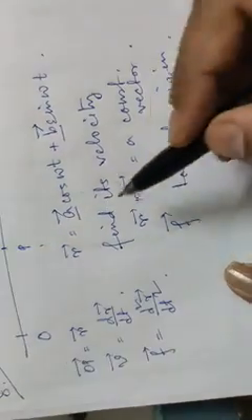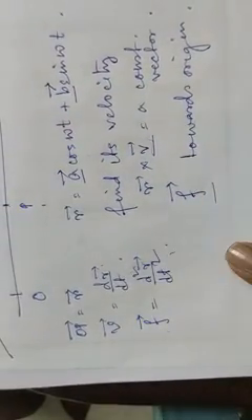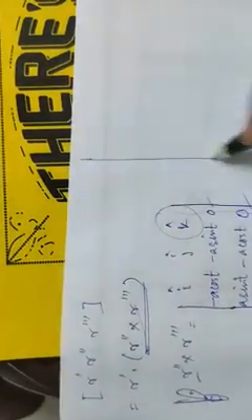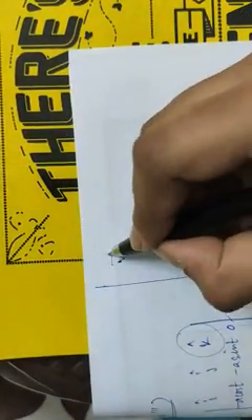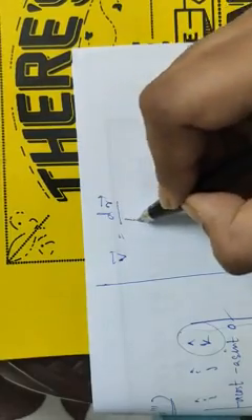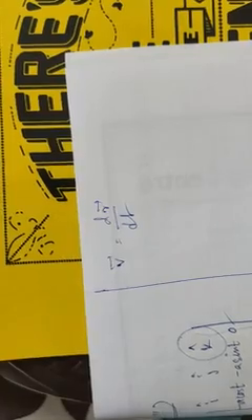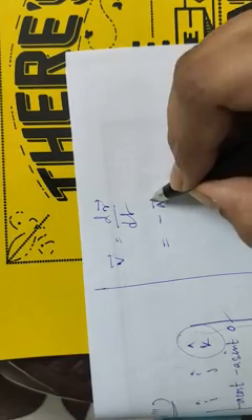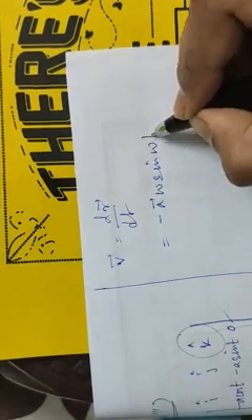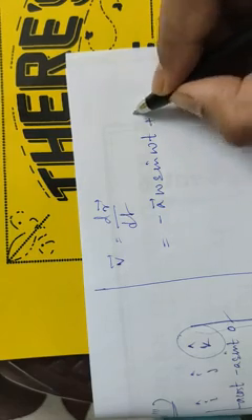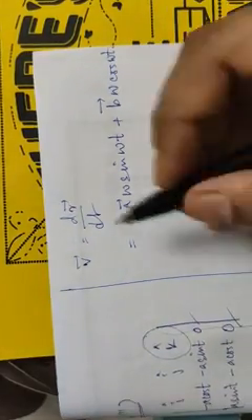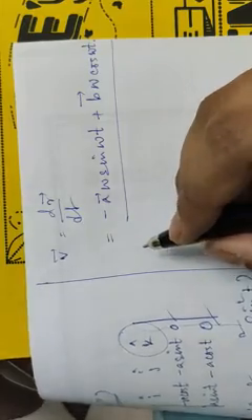So let's try to find out v and f. We know v is dr/dt and f is d2r/dt2. We have the value of r, so we can easily find v and f. In the next line we are writing v equals dr/dt. What will be its value? It will be minus a omega sin omega t plus b omega cos omega t. This is our velocity at any point t.